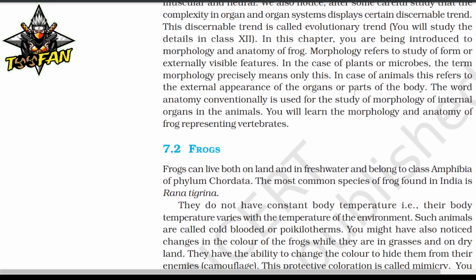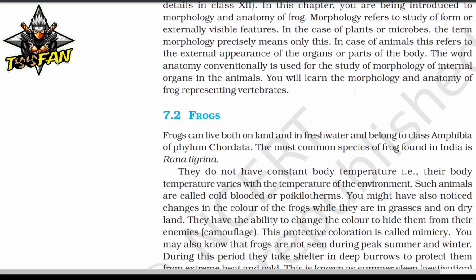Frogs. Frogs can live both on land and in freshwater and belong to the class Amphibia of phylum Chordata. The most common species of frog found in India is Rana tigrina. They do not have constant body temperature, that is, their body temperature varies with the temperature of the environment. Such animals are called cold-blooded or poikilotherms.